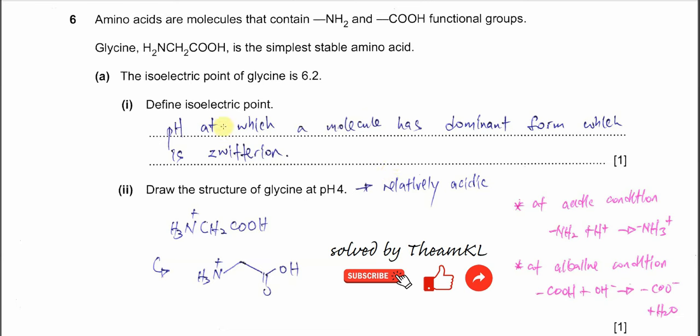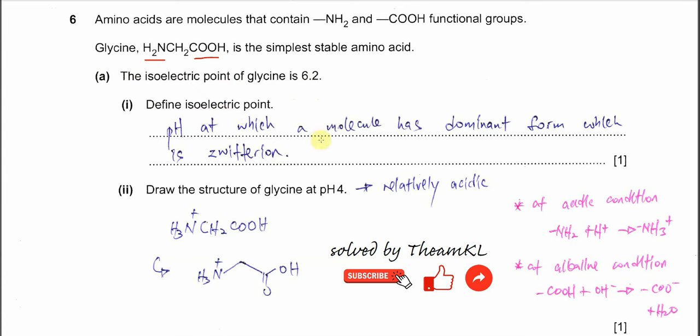Question 6. Glycine is the simplest stable amino acid. So glycine, this is the structure given. It has this NH2 and COOH. For part A, the isoelectric point of glycine is 6.2, pH 6.2. And define isoelectric point. It's quite easy.